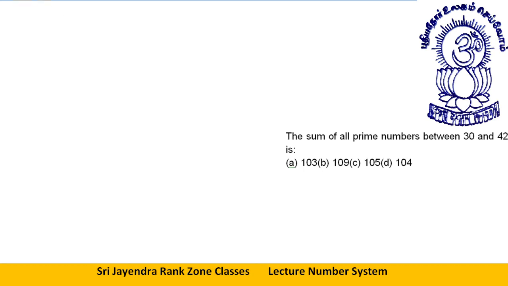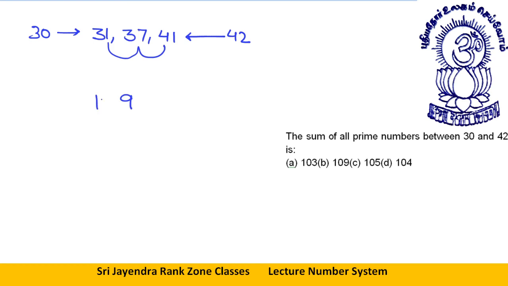What are the numbers between 30 and 42? What are the numbers after 30? 31 is prime, 37 is prime, 41 is prime. Do I see any other prime number between 31 and 42? No, no other prime numbers exist. If I need to sum them up, 1 plus 7 plus 1 is 9, 3 plus 3, 6, 6 plus 4, 10, 109 is your answer. So easily done, my dear students. Okay, let's move to the next one.